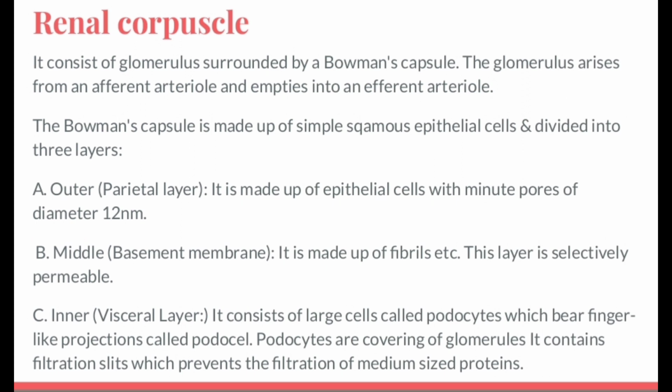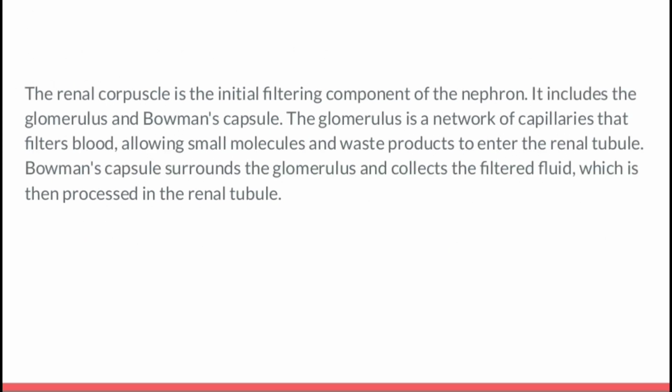Inner. It consists of large cells called podocytes, which bear finger-like projections called pedicels. Podocytes are the covering of the glomerulus. It contains filtration cells which prevent the filtration of medium-sized proteins. The renal corpuscle is the initial filtering component of the nephron. It includes the glomerulus and Bowman's capsule. The glomerulus is a network of capillaries that filters blood, allowing small molecules and waste products to enter the renal tubule. Bowman's capsule surrounds the glomerulus and collects the filtered fluid, which is then processed in the renal tubule.